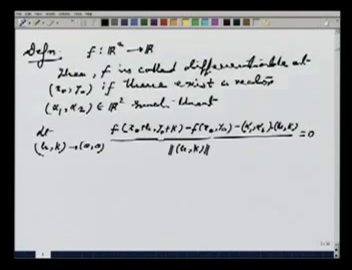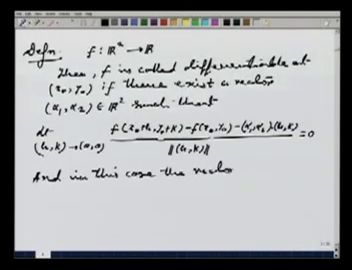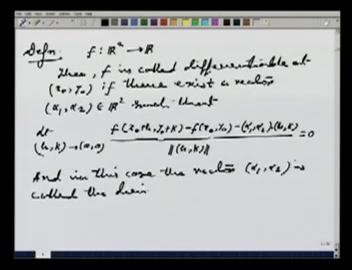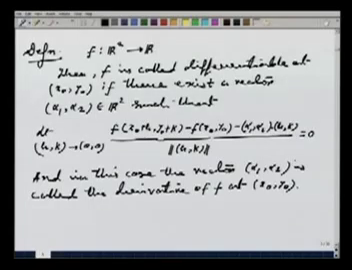is equal to 0. And in this case, that is if the limit exists, the vector alpha 1 alpha 2 is called the derivative of f at the point x naught y naught. Okay.